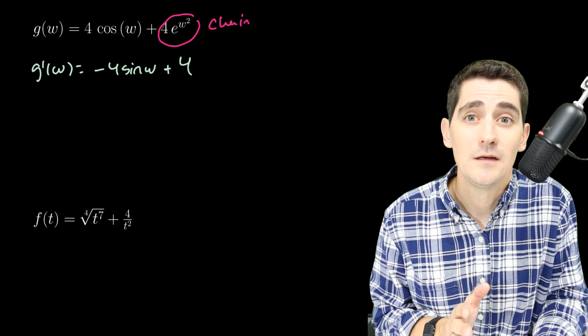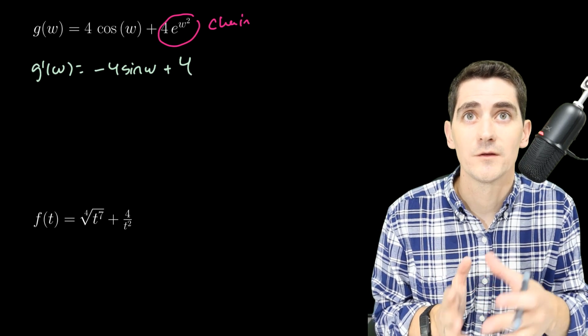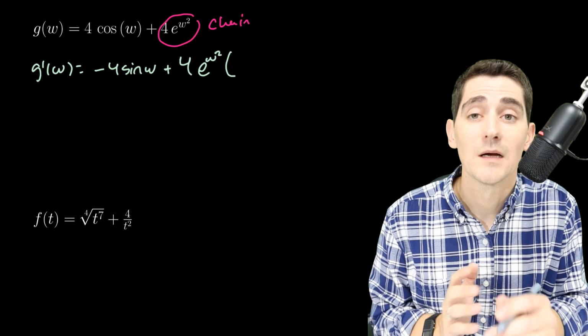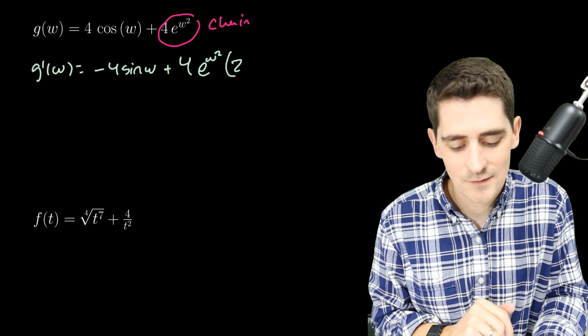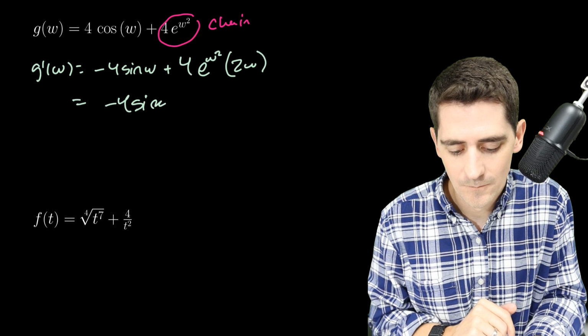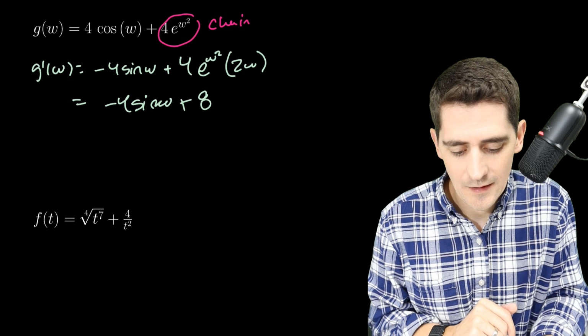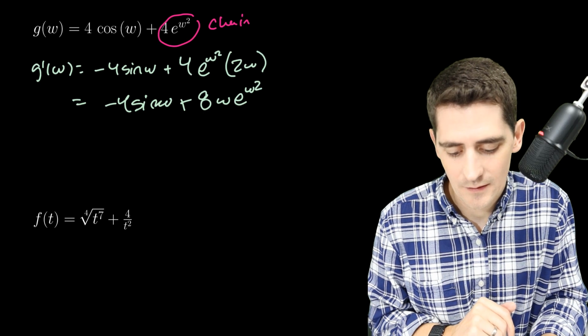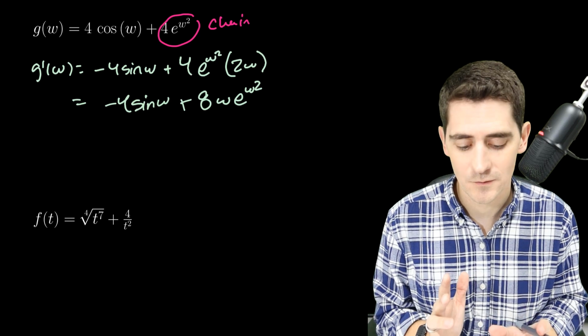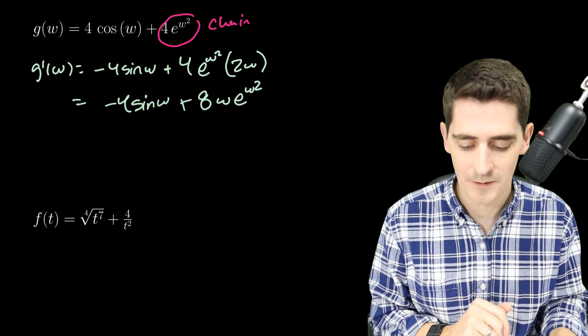Let's see, the derivative of e to the u is e to the u times the derivative of its exponent. So that's going to be e to the w squared times the derivative of the exponent, which is 2w. So just cleaning this up a little bit, there's not a whole lot we can do. We'll just say 8w e to the w squared at the end of this. So I have negative 4 sine w plus 8w e to the w squared. We'll do some more chain rule in a little bit.